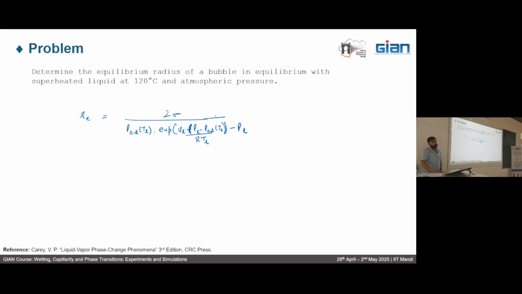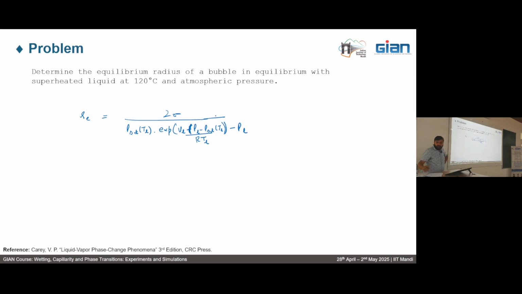This is the radius at equilibrium. Now in this question, what we are being asked is to determine the equilibrium radius of a bubble in equilibrium with the superheated liquid. It means it's a metastable liquid at temperature 120 degrees centigrade and atmospheric pressure.